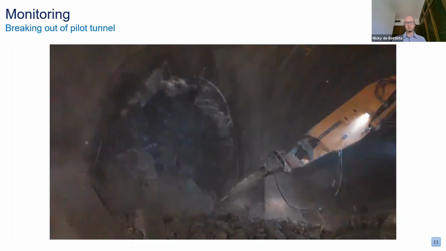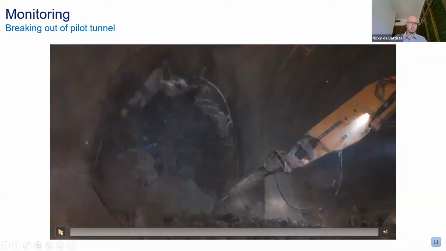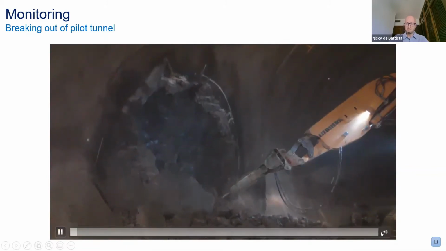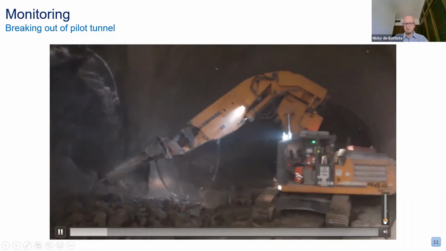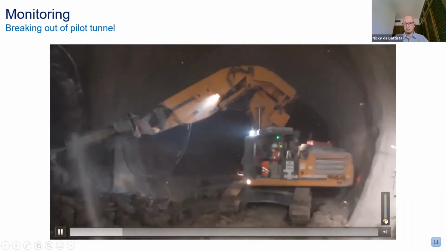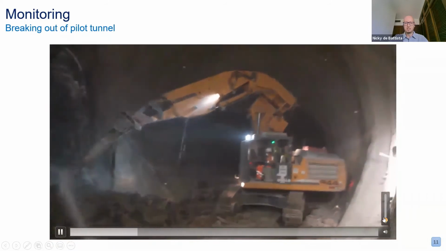So after the thickening layer was sprayed onto the cables, and when it gained enough strength, the excavation of the cross passages started, and this starts with what's called the breaking out of the pilot tunnel. And this video shows what the breaking out means. Again, I'll start it and reduce the volume as much as I can. And you can see that it's a very noisy activity.